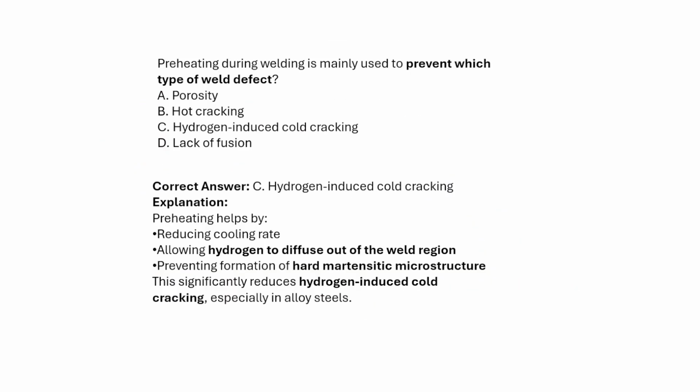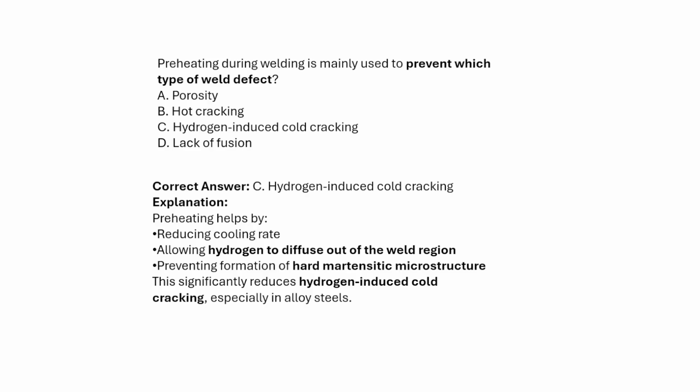Okay, next, preheating during welding is mainly used to prevent which type of weld defect: porosity, hot cracking, hydrogen induced cold cracking, or lack of fusion. Okay, so the answer will be C, hydrogen induced cold cracking.